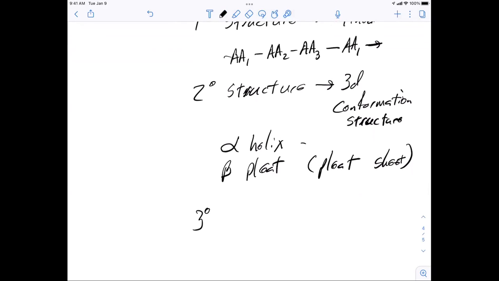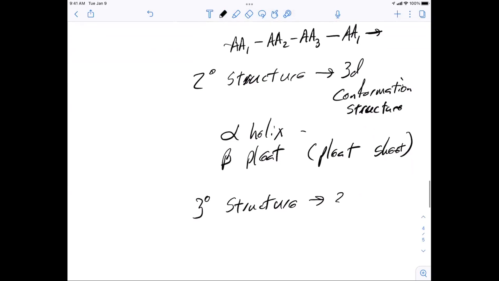When we get to the tertiary structure, this is the 3D shape.